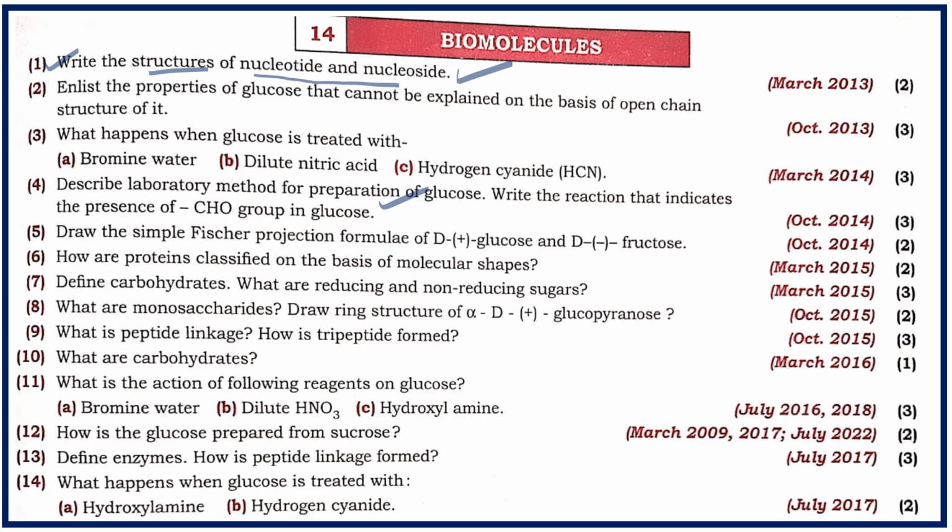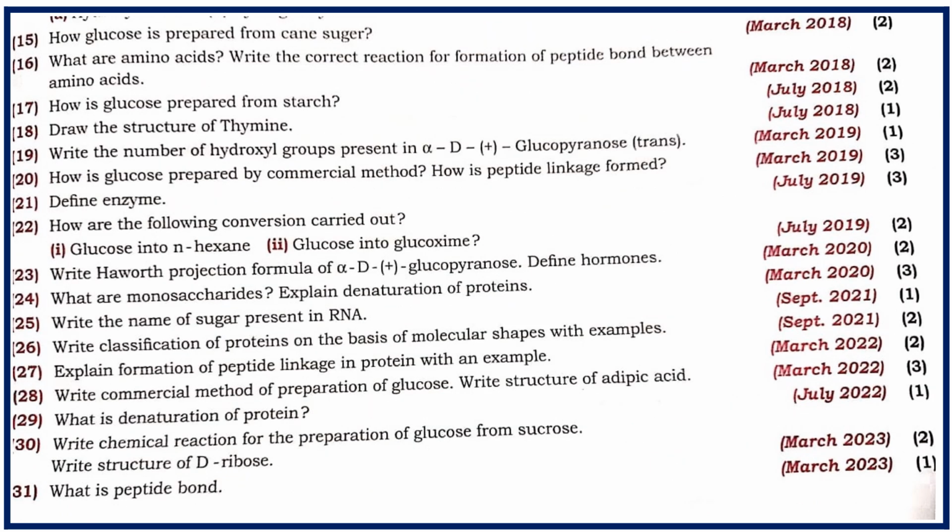Then reducing sugars, non-reducing sugars, their examples, peptide linkage definition, reactions of glucose, preparation of glucose from sucrose, enzymes definition, simple reactions. So whatever I have said initially, those things you are finding here in the previous question papers. See, structure of thymine, just at the end of the last slide I told you.